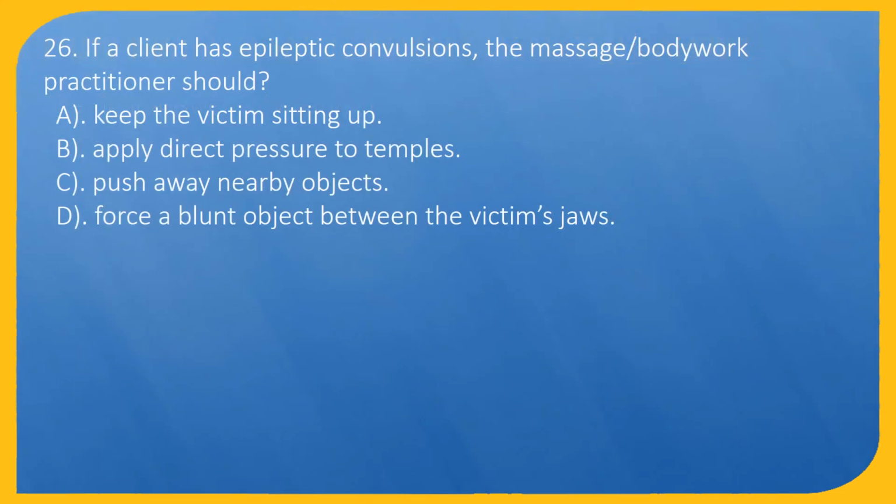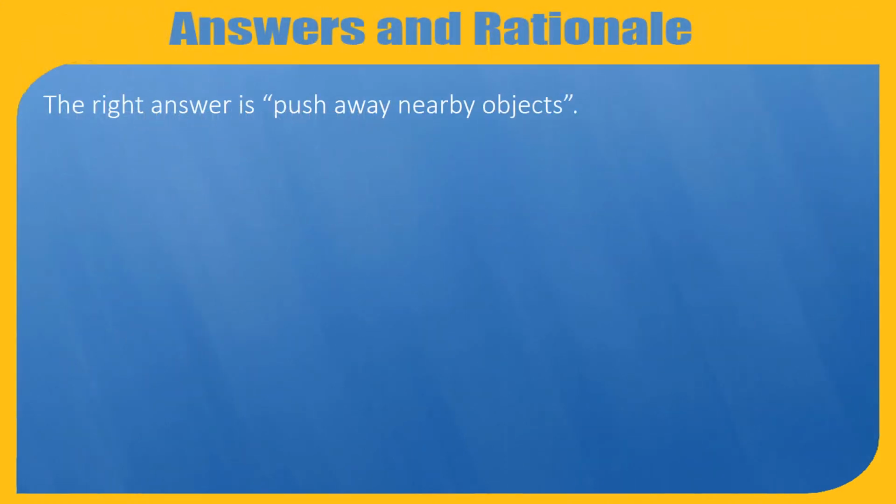Question 26. If a client has epileptic convulsions, the massage bodywork practitioner should: A. Keep the victim sitting up. B. Apply direct pressure to temples. C. Push away nearby objects. D. Force a blunt object between the victim's jaws. The right answer is push away nearby objects.